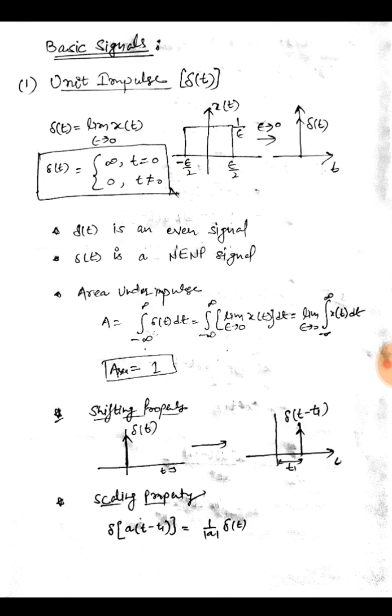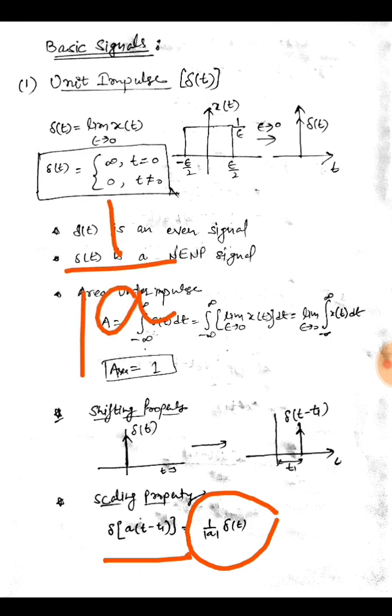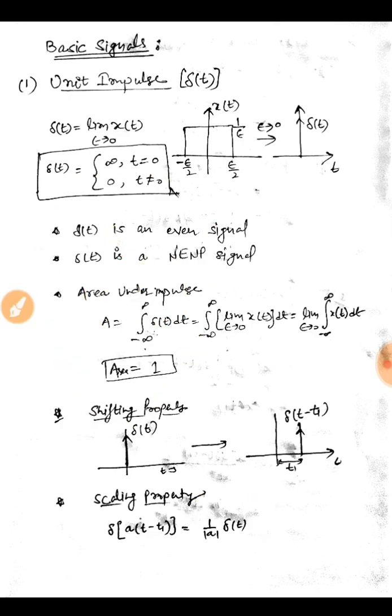Similarly, we can see the scaling property. If we have the function delta of a times t minus t1, where a is a constant multiplied in the time domain, the function we would get would be 1 upon a times delta t, that is, the magnitude would be multiplied by 1 upon a.